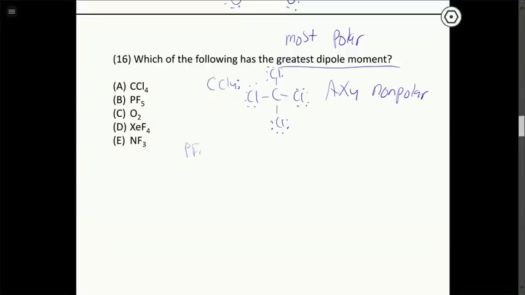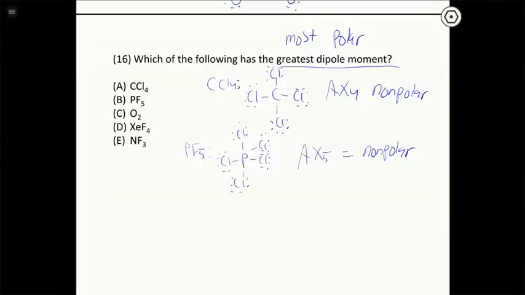If we go to PF5, phosphorus with 5 fluorines. And again, for this one, once we complete the octets of the outer atoms, we're out of electrons. This one is now AX5 instead of AX4, which again is nonpolar because there's no lone pairs on the central atom. Okay, so I'm not drawing the full geometry necessarily.